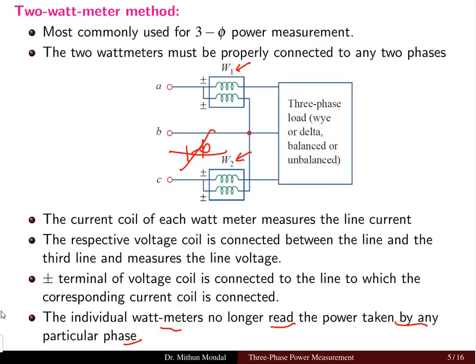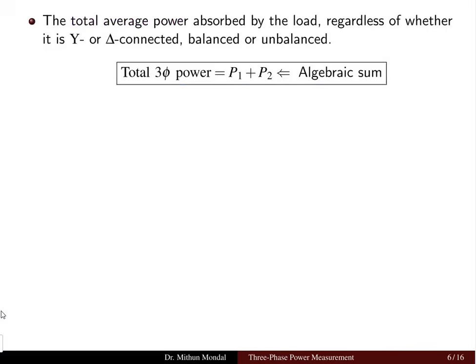Together, the cumulative sum of W1 and W2 is measuring the total power of this three-phase system. So we are basically measuring the line voltage and the line current with respect to the wattmeters W1 and W2. The total average power absorbed by the load, regardless of whether it is star or delta connected, balanced or unbalanced, is now given by P1 plus P2. This is the algebraic sum, because whatever power we are measuring is the real power. So we take the algebraic sum of P1 plus P2 to find the total three-phase power.